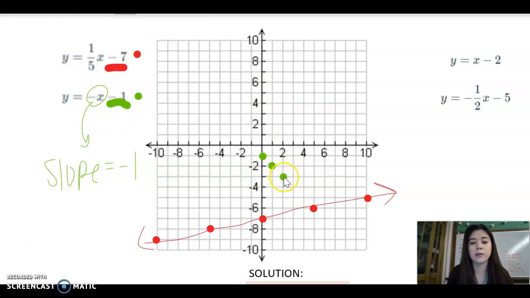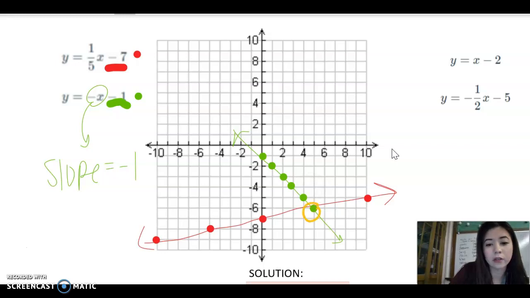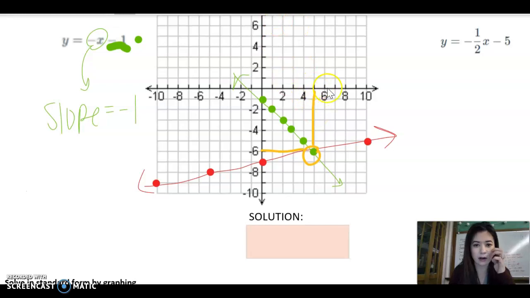All right, so I'm going to plot as many points as we can here. And we can see they overlap right down there. And then it's the point (5, -6): our x value first, 5, and then our y value, -6.